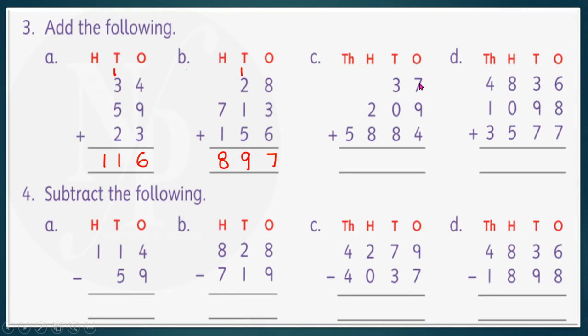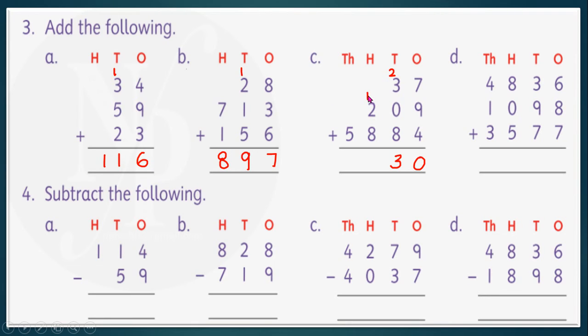Coming to C. 7 plus 9 is 16. 16 plus 4 is 20. I will write a 0 here. And I will carry forward 2 tens to the tens place. Now it will be 3 plus 2 is 5. 5 plus 8 is 13. And I will write 3 here. 1 is carried forward to the next column, hundreds place.